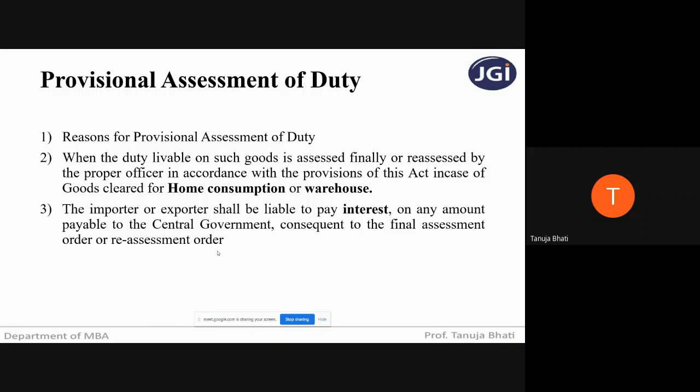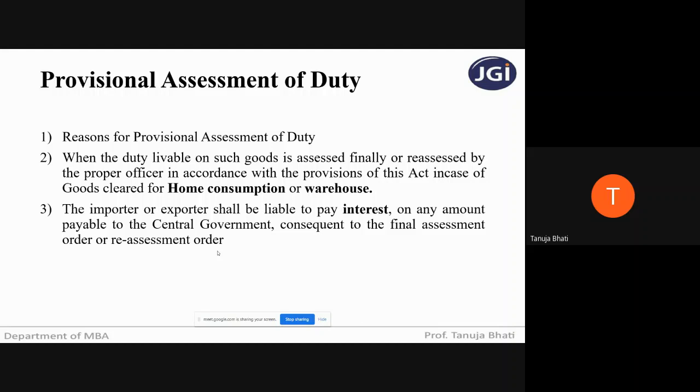The duty calculated by the proper officer is a little higher. Suppose the duty paid by the importer-exporter is, for example, 20,000, and that calculated by the proper officer is 25,000. Actually 25,000 is to be paid, but the importer-exporter has paid only 20,000. That 5,000 deficit has to be paid by the importer to the proper officer along with interest. So interest will be liable on the deficit amount.